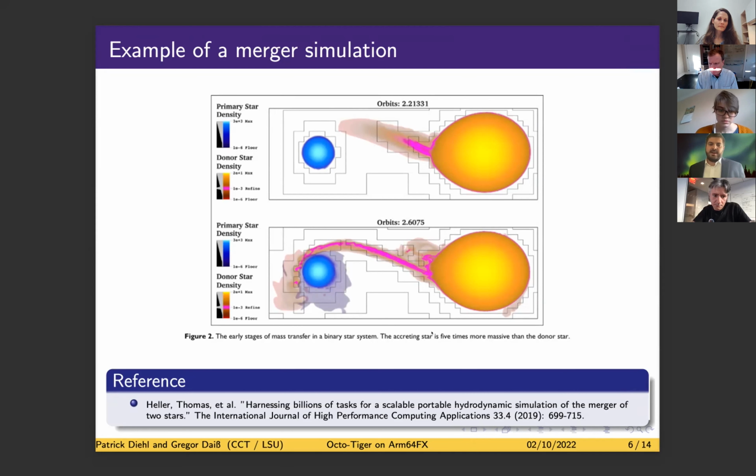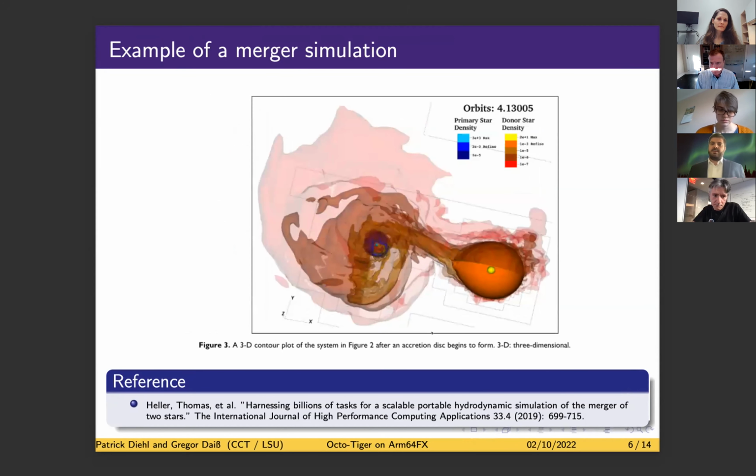And here is a reference where we were running on NERSC, and we were doing a run with billions of tasks with a really large scale simulation, and the images are taken from this publication. And here you see a more global picture. It's a fully 3D simulation, and after 3.4 orbits, you can see that the stream initiated and the 2 stars started to merge, and it's from the same application.